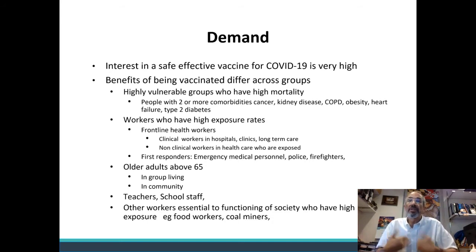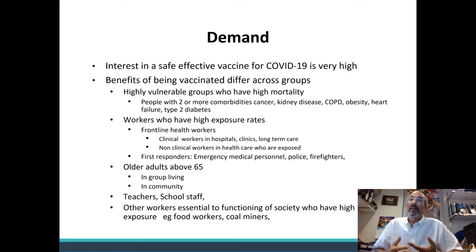The benefits of being personally vaccinated differ from person to person and group to group. We have highly vulnerable groups who have the most to gain personally because of their high mortality if they do acquire COVID-19 disease. There are people who have 2 or more comorbidities, and they are at the highest risk. People with cancer, kidney disease, COPD, obesity, heart disease, heart failure, or type 2 diabetes. People with 2 of these conditions have even worse outcomes than people without them. It's not enough just to be old. Older people are at risk, but it's even worse to be old with these comorbidities.